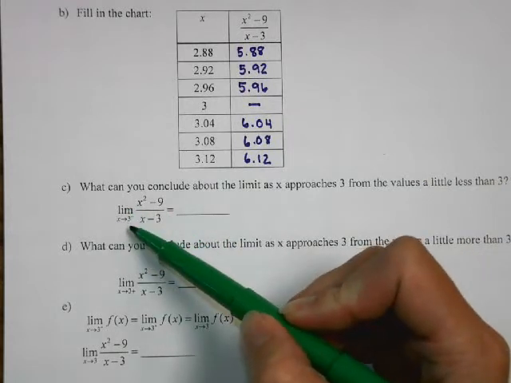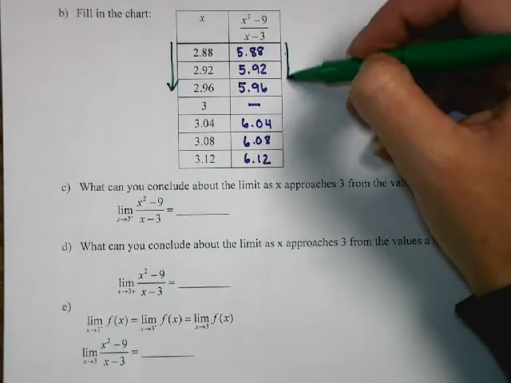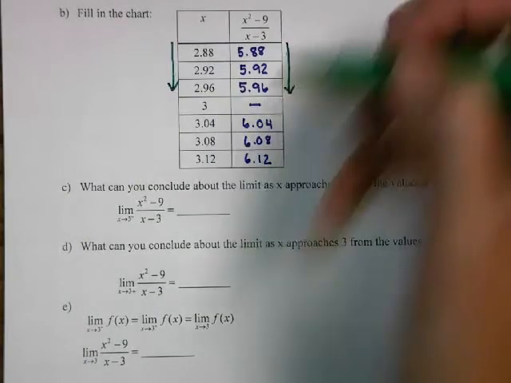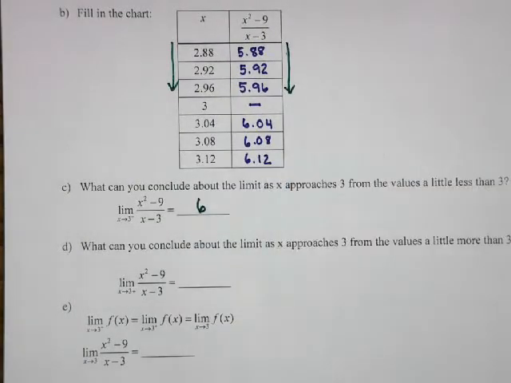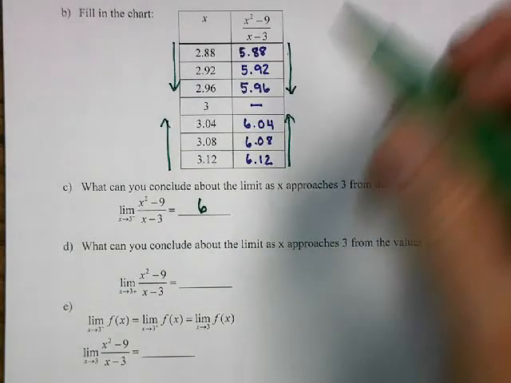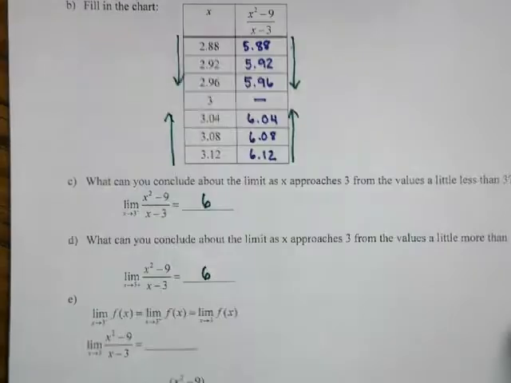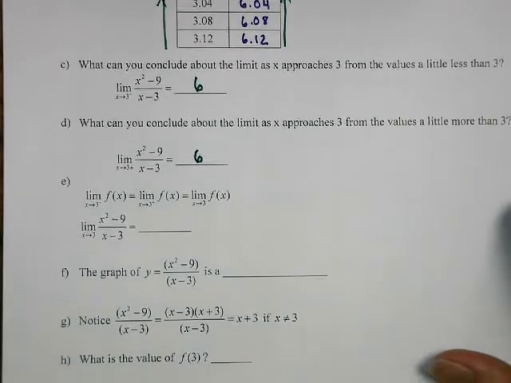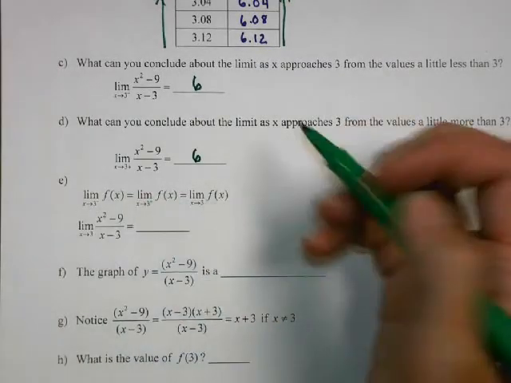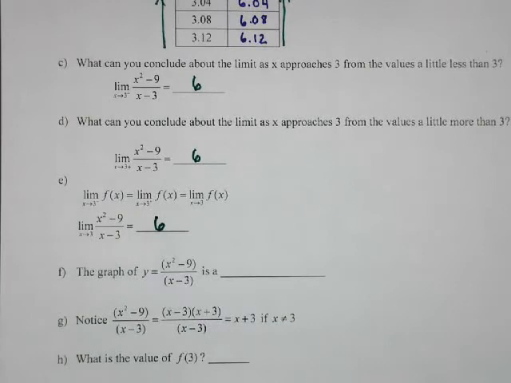So we're looking at the limit as x approaches 3 from the negative side. So as x approaches 3, what are these values doing? Well, they're getting closer and closer to 6. From the positive side, they're also approaching 6. So since both the left-hand limit and the right-hand limit are the same, we can say that the limit exists and is 6.